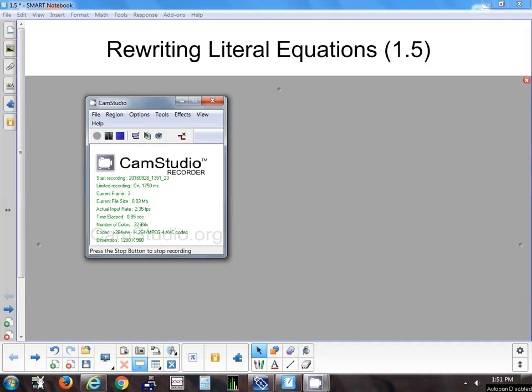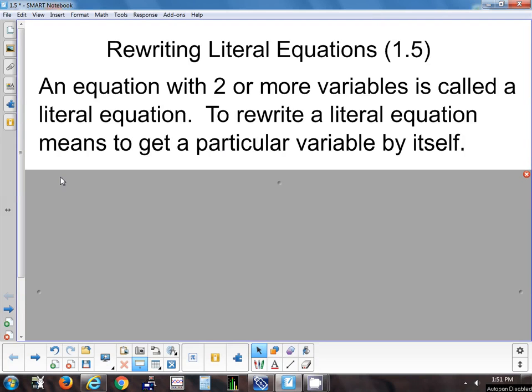Right, so our last section for this week and our last section in chapter 1 is on solving or rewriting equations. Okay, so the goal here isn't always going to be to get a number for an answer, but maybe just to rearrange something and get a letter by itself.